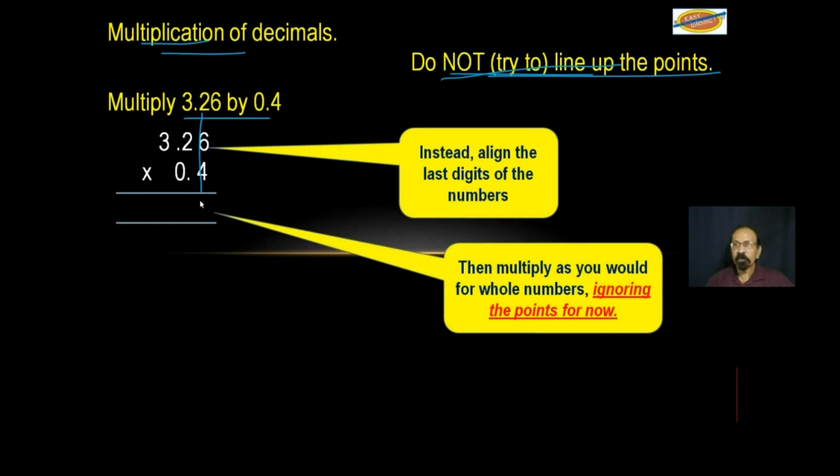Then multiply as you would for whole numbers. Ignore the points for now. We are going to temporarily ignore the points. So you say 4 times 6 is 24. You cross out the 4 and you put it down here. Now that 2 actually goes over into the next column. 4 times 2 is 8 and 2 is 10. You cross out that and put it there. We will come back to the point just now. You have a 1, 4 times 3 is 12, and 1 is 13. You could cross out the whole 13 and put it down here.